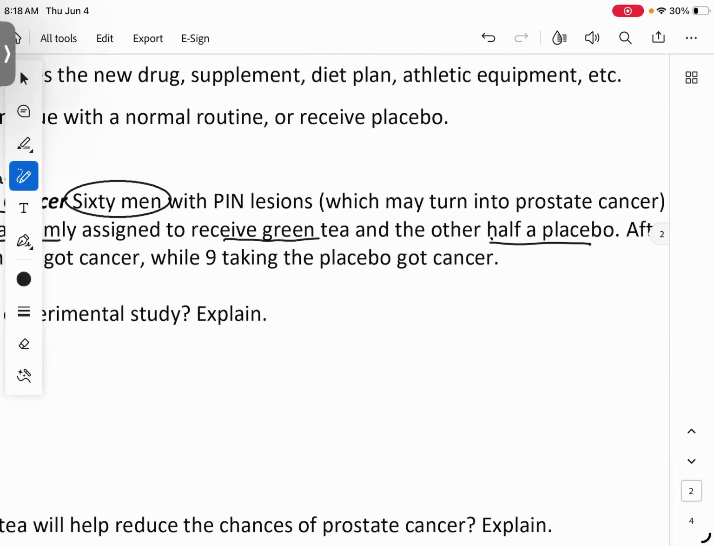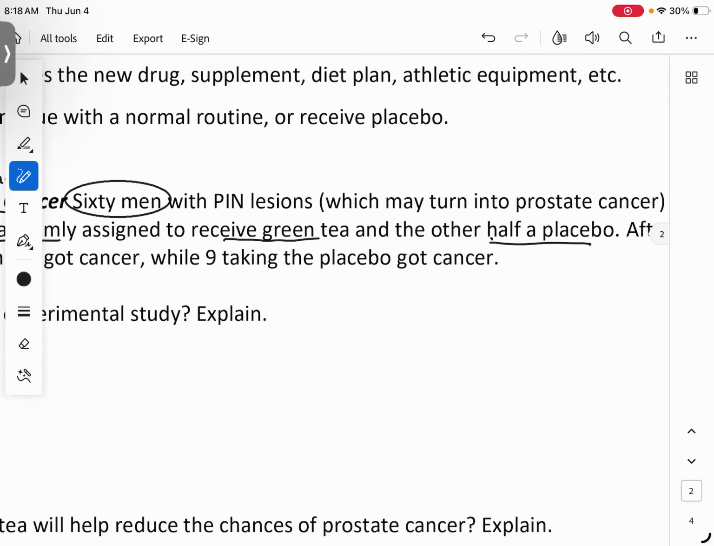But the other group, you need to give them something, because they would have known that this study was going to be about green tea and whether you get prostate cancer or not. And so if they realize that they're not getting the special something, then most likely you're going to have a lot of people quit the study.